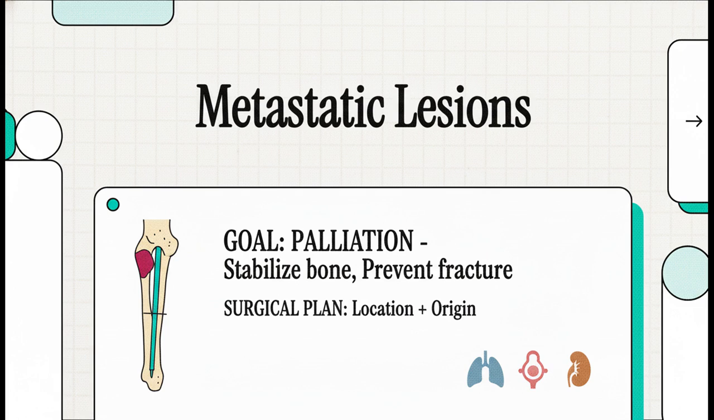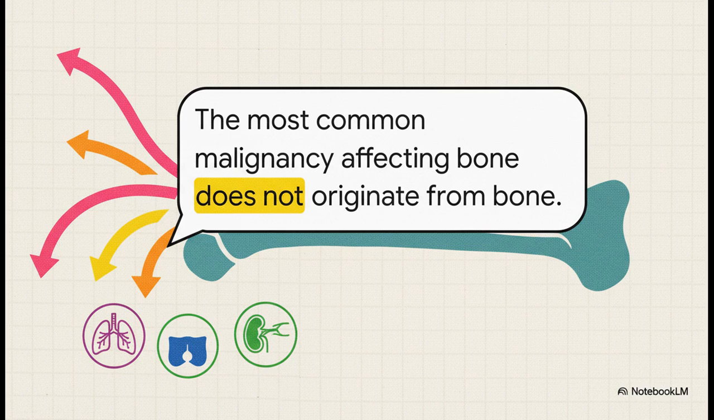In this explainer, we are going to break down the entire surgical approach to metastatic bone disease from the initial diagnosis all the way to a clear anatomy-based treatment algorithm. So let's start with a core concept that honestly can feel a bit like a paradox. This one statement is absolutely foundational in orthopedic oncology because it completely shifts your perspective. It forces you to realize that when you see a malignant bone lesion, the most likely culprit, well, it didn't even start in the bone to begin with.